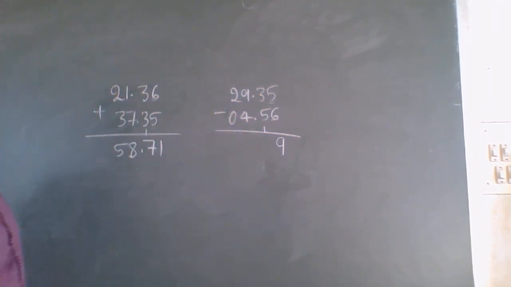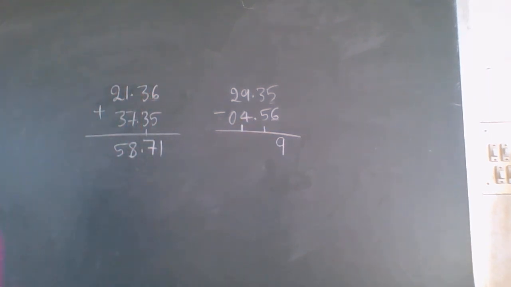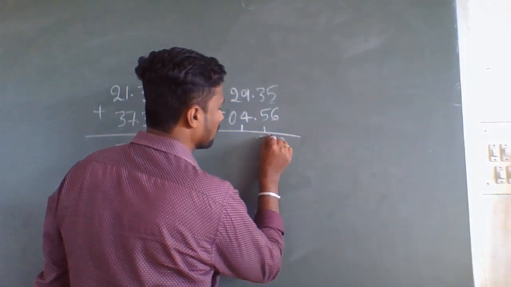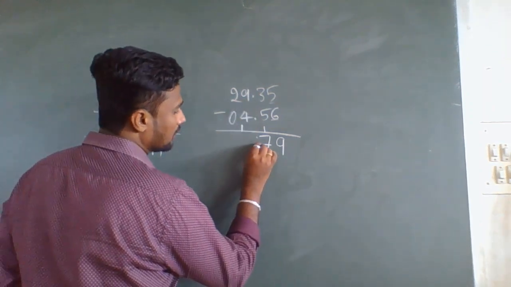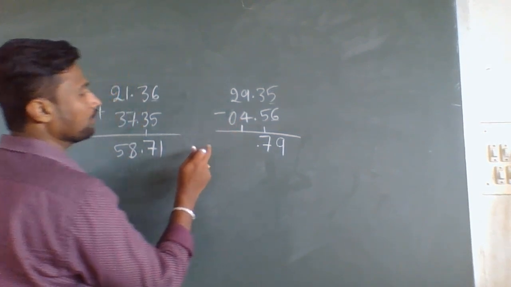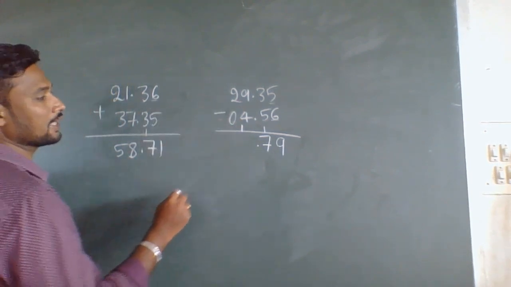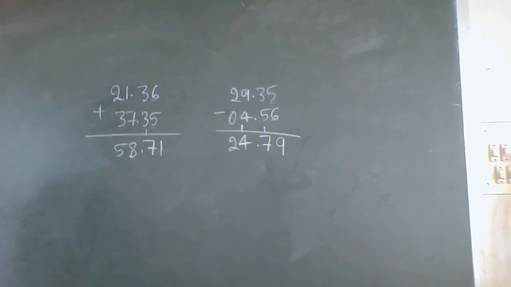So 3 minus 6, it is not possible. So again we will consider one carry here. 13 minus 6 means what we will get here? 13 minus 6 means we will get 7. And again after 2 digits decimal point is there, so again I will put one decimal point here. So now 4 plus 1 is 5, so 9 minus 5 means what you will get? 4, and 2 minus 0 means 2. So what we got here? 24.79.